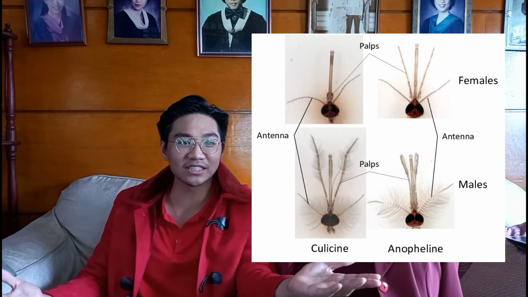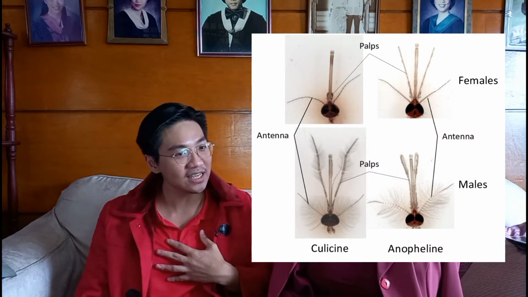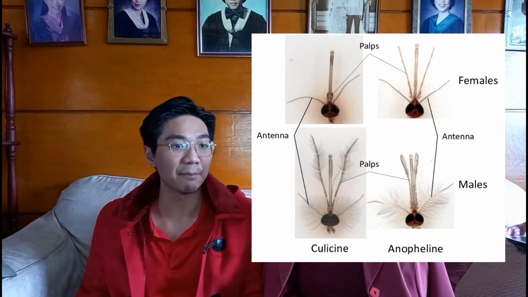In both sexes, the palps are as long as the proboscis. In males only, these palps are enlarged or clubbed apically. Now, isn't that a lot of morphological features for one small insect?